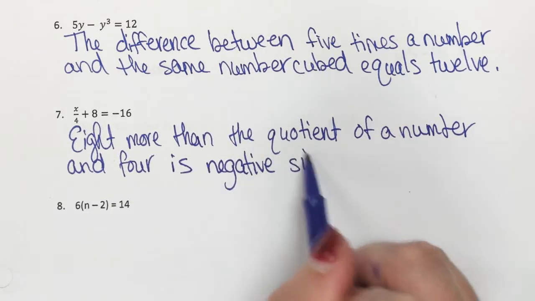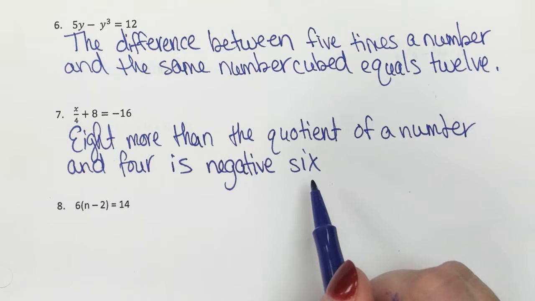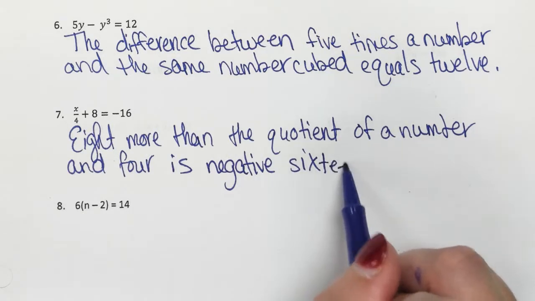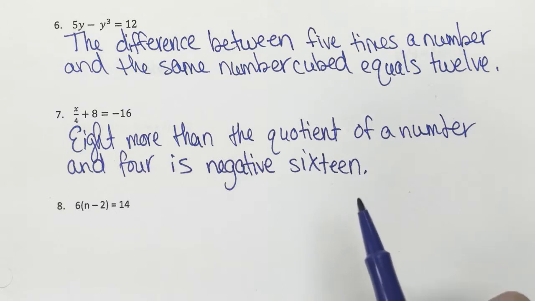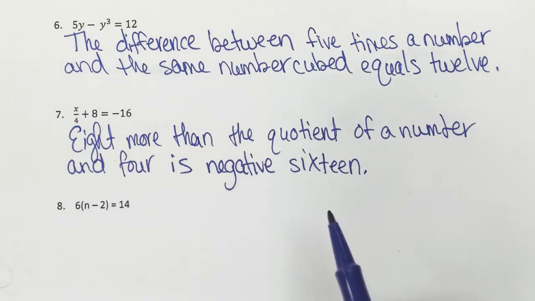The sum of the quotient of a number and 4 and 8 is equal to... Very nice, very nice. That's very good. Anybody have another one? Nobody else?